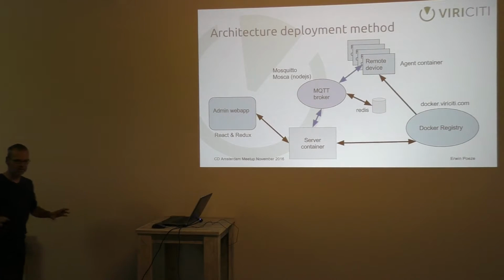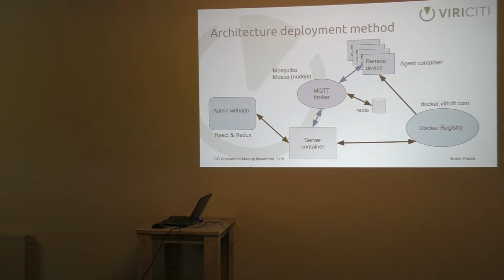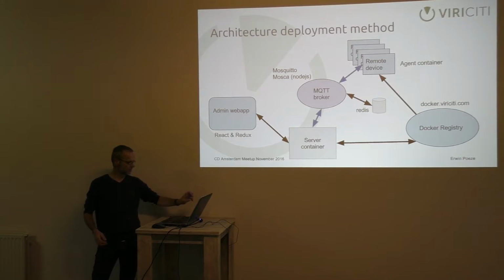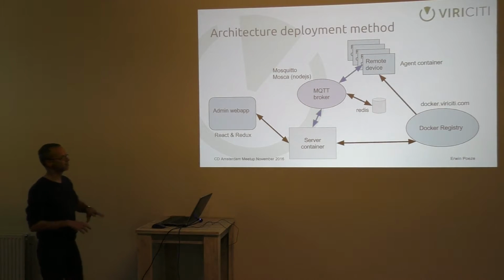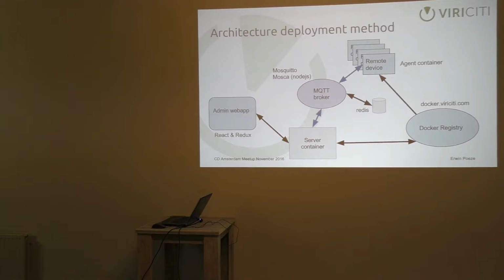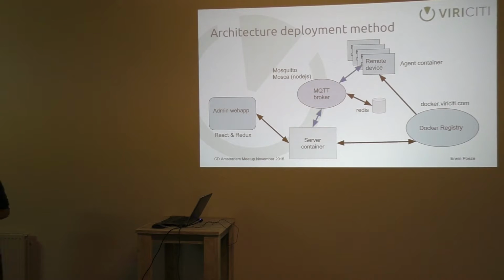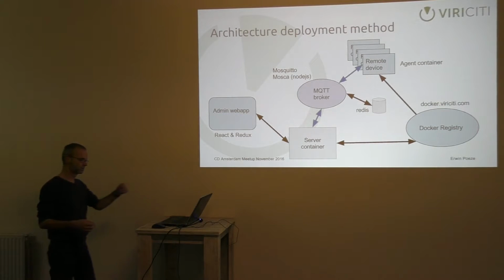A little bit about the architecture we use for this deployment. It consists of multiple parts. In the center there's an MQTT broker. It's a sort of message bus. You can subscribe to messages, you can publish messages. These messages can be categorized in different topics. So you can subscribe to a certain topic.